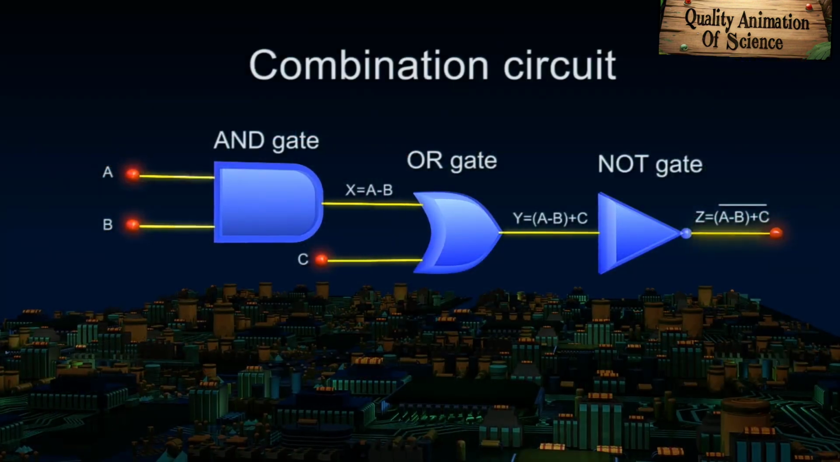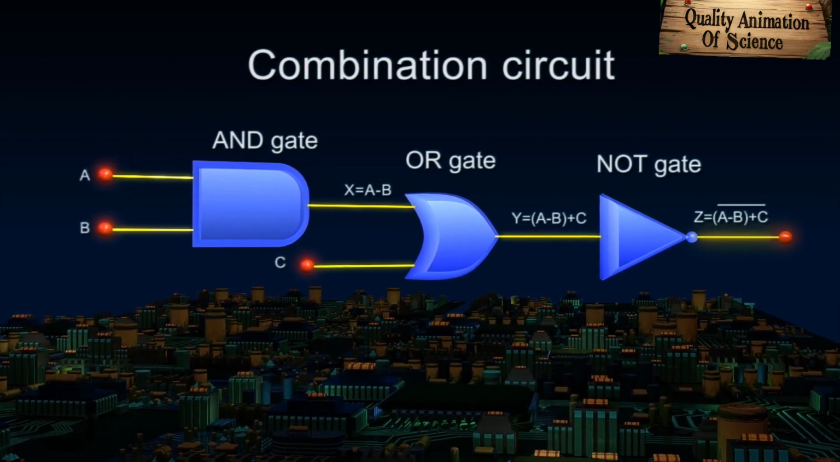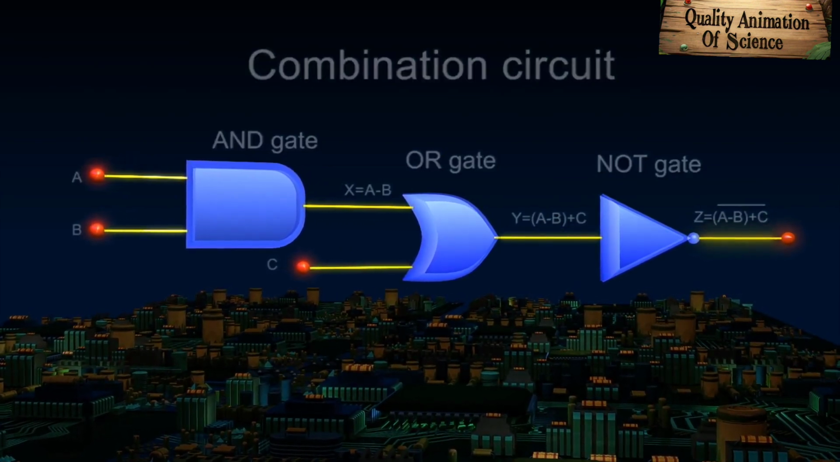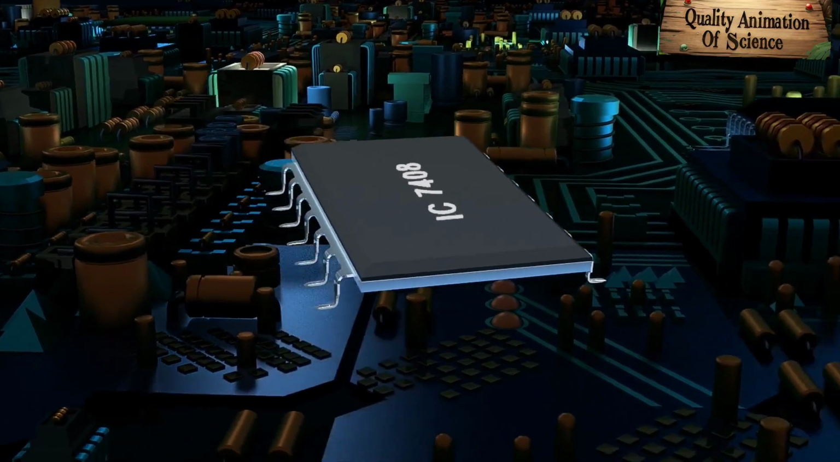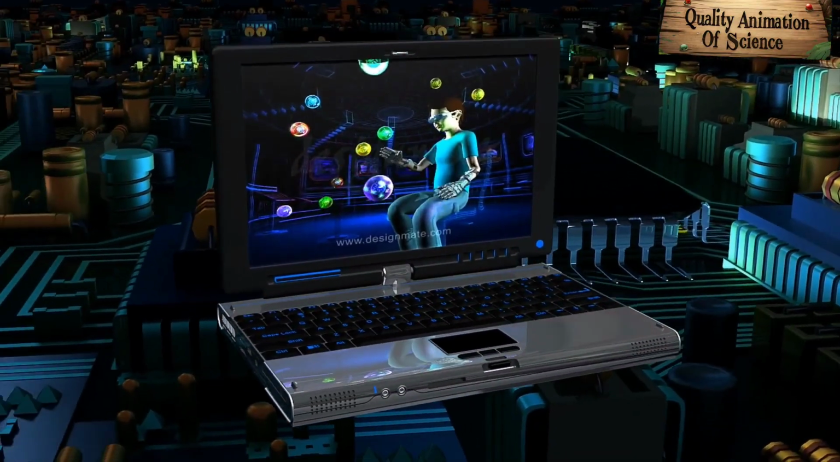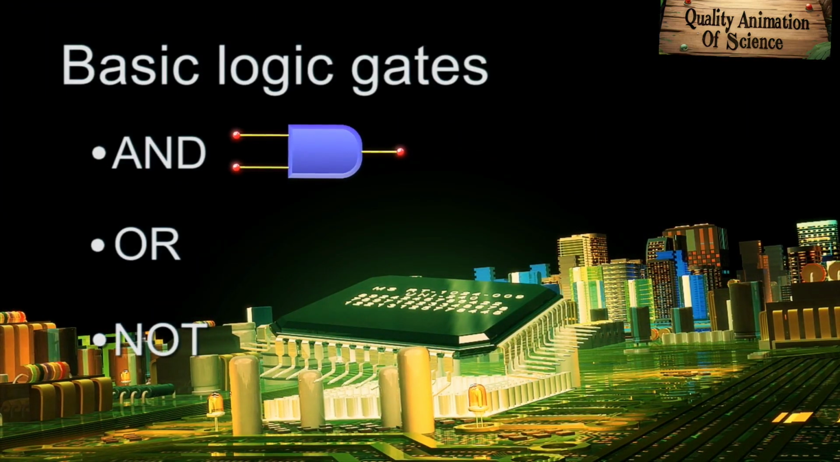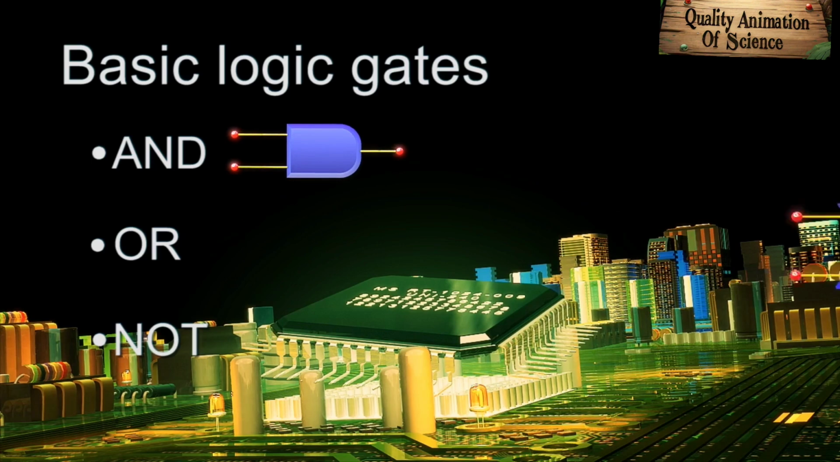We will learn more about the combinational circuits that are obtained by using these basic logic gates in our next modules. Summary: logic gates are the basic building blocks from which the digital systems are built up. The basic logic gates are AND gate, OR gate, and NOT gate.